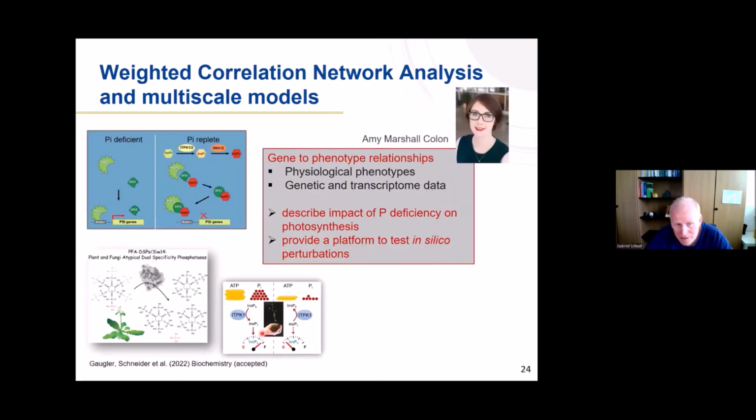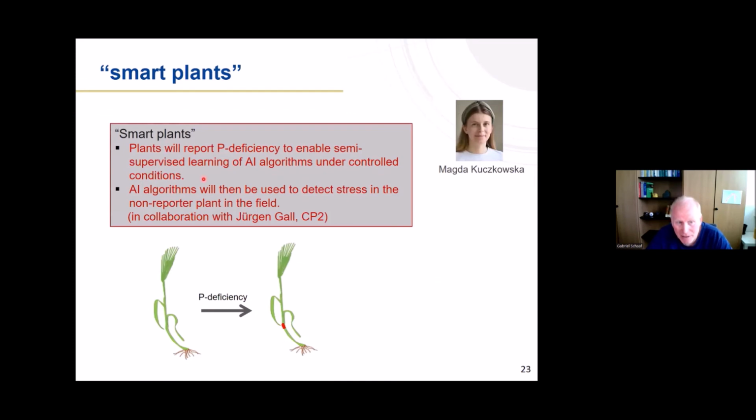And what do we do then with this? The idea is that with the smart plants, the plants will report P deficiency to enable semi-supervised learning of artificial intelligence algorithms under controlled conditions. But then these algorithms will be used to detect stress in the non-reported plant in the field. Yeah? And this will be done in collaboration with Jürgen Gahl, but we hope also for more input from other people, because it's not only RGB images, it's probably also hyperspectral and so on. And this is work in progress because these plants take a while to be produced.